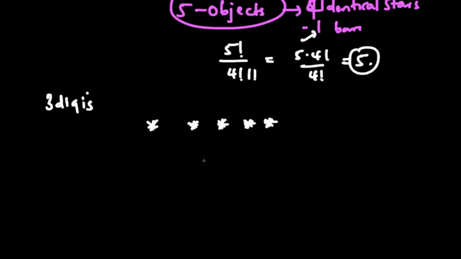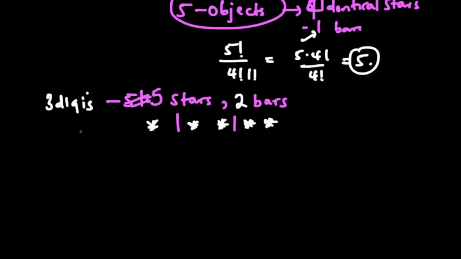So since we need 2 separators, an example is, for 3 digits we're going to need 5 stars, and 2 bars. So now we need 5 stars and 2 bars. Why do we need 2 bars? We need 2 bars to distinguish the 3 digits. So you have something like this, and then you have this.